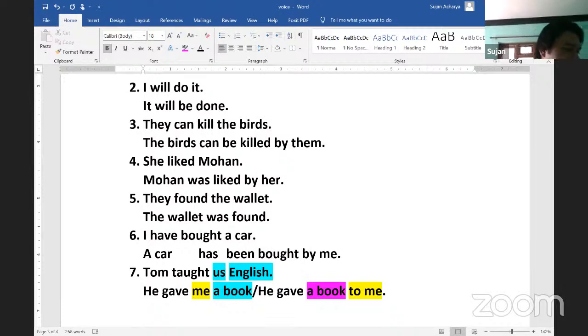Tom taught us English. English was taught to us by Tom. He gave me a book. A book was given to me by him. I was given a book by him also is correct, but we usually keep direct object in the beginning.